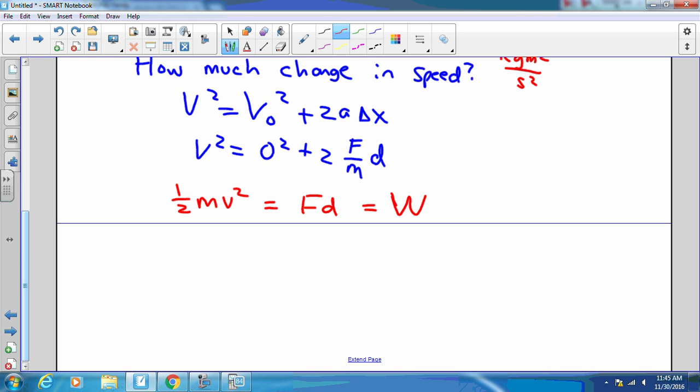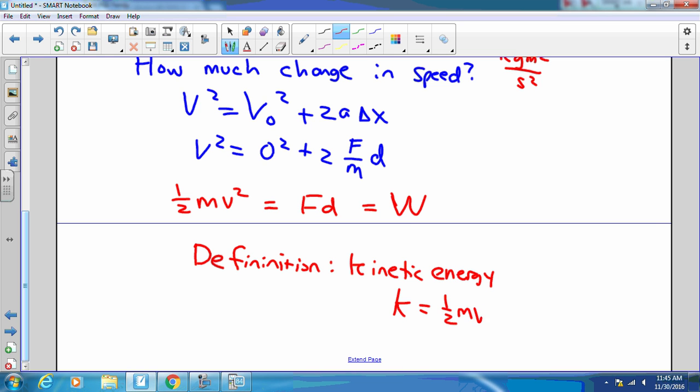Student: What do you get from that? I divided both sides by 2. Student: So you're calling the mass... No, the whole quantity. Oh, the whole. By definition, we're going to call the kinetic energy of the object 1/2 mv squared.